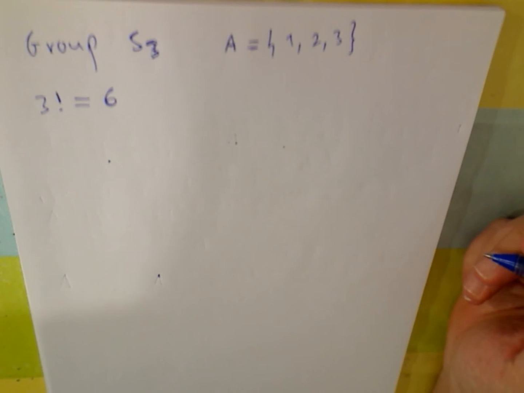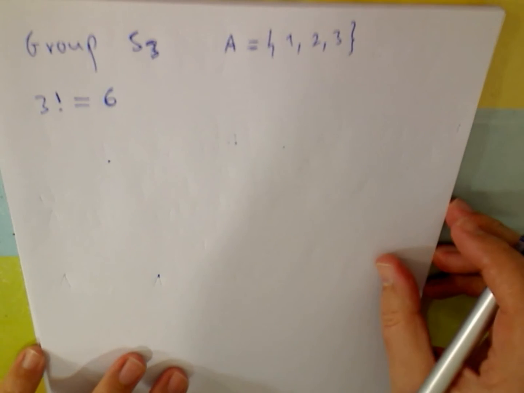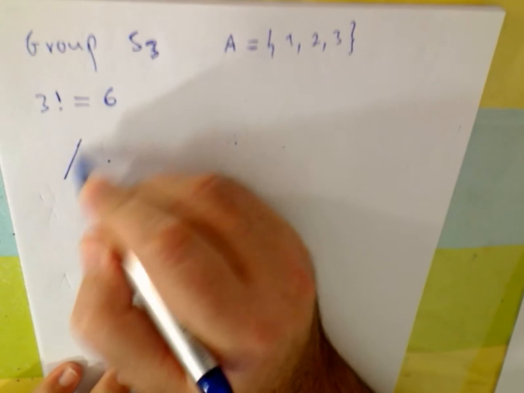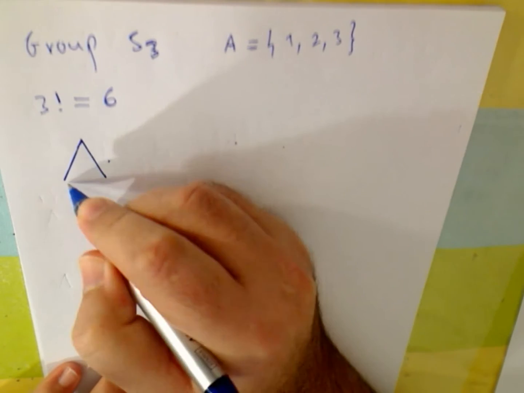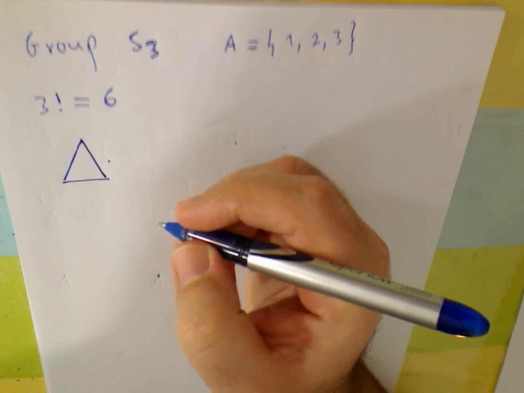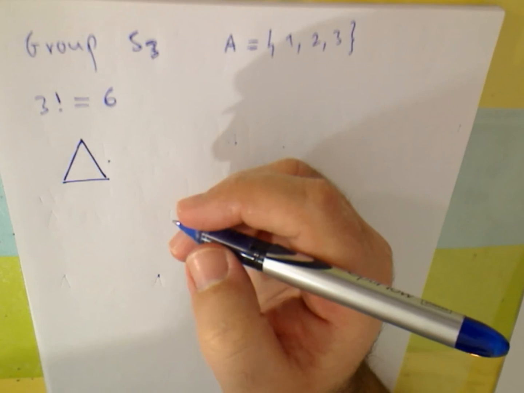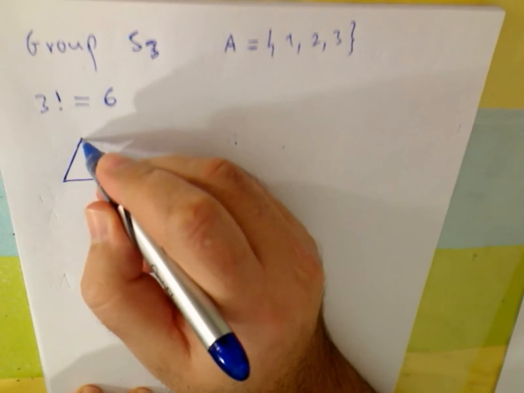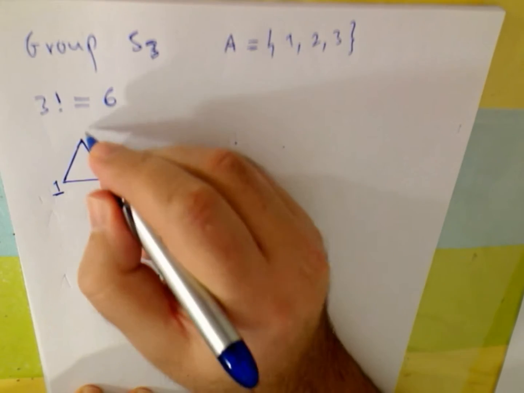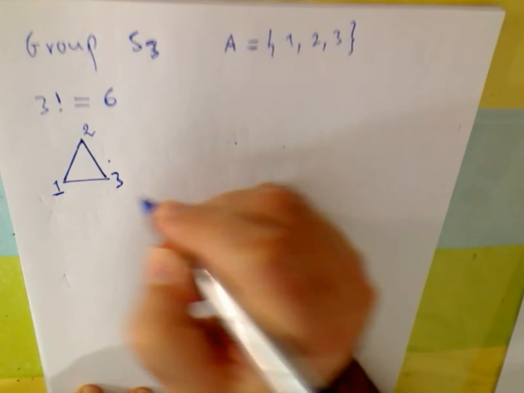I also want to see this group from the geometrical point of view. So if we have a triangle, I'm going to call its vertices 1, 2, and 3.